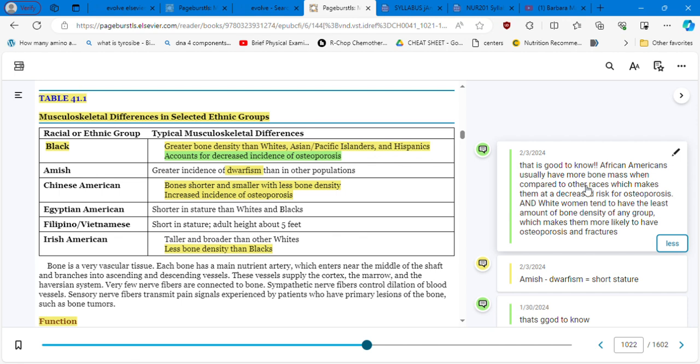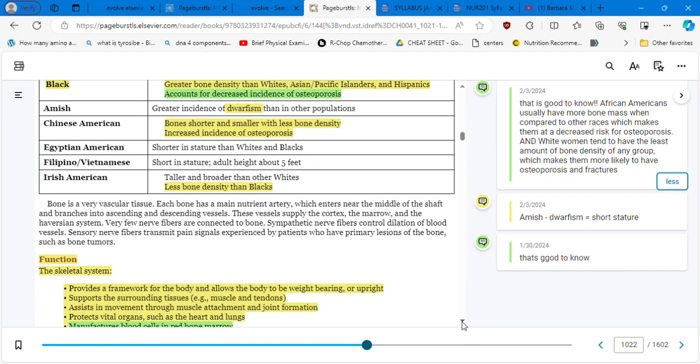African Americans usually have more bone mass when compared to other races, which makes them at decreased risk for osteoporosis. And white women tend to have the least amount of bone density in any group, which makes them more likely to have osteoporosis and fractures. So African American, more bone mass; white women, least amount of bone density. That is good to know, necessary to know.